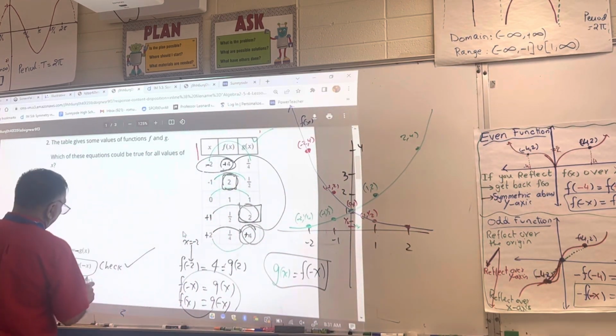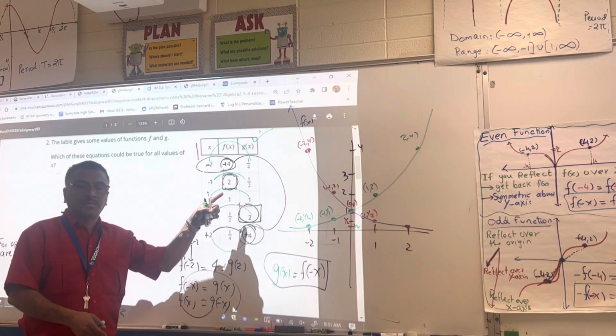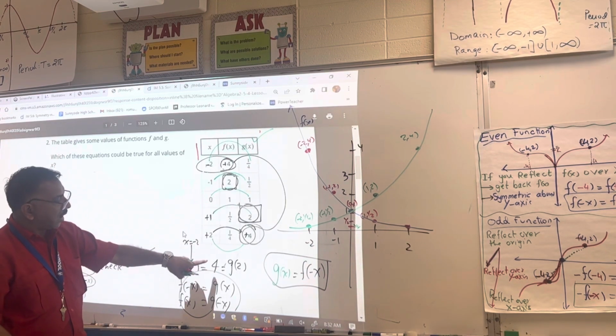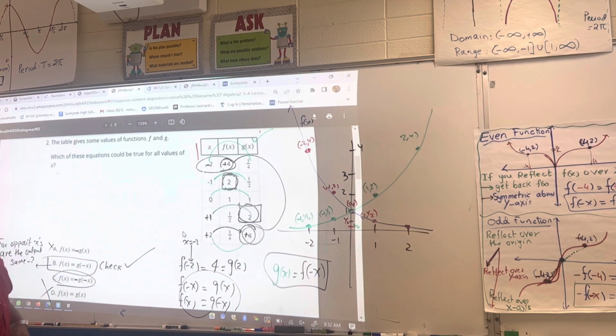Now, the C part, you know what it says? It tells you g of minus, it's almost the same thing, and then there's a minus outside. It's like an opposite of whatever you have here. But that's not happening here. So you can always check this: f of -2 is 4, and 4 is g of 2, so you're done right there. Okay.